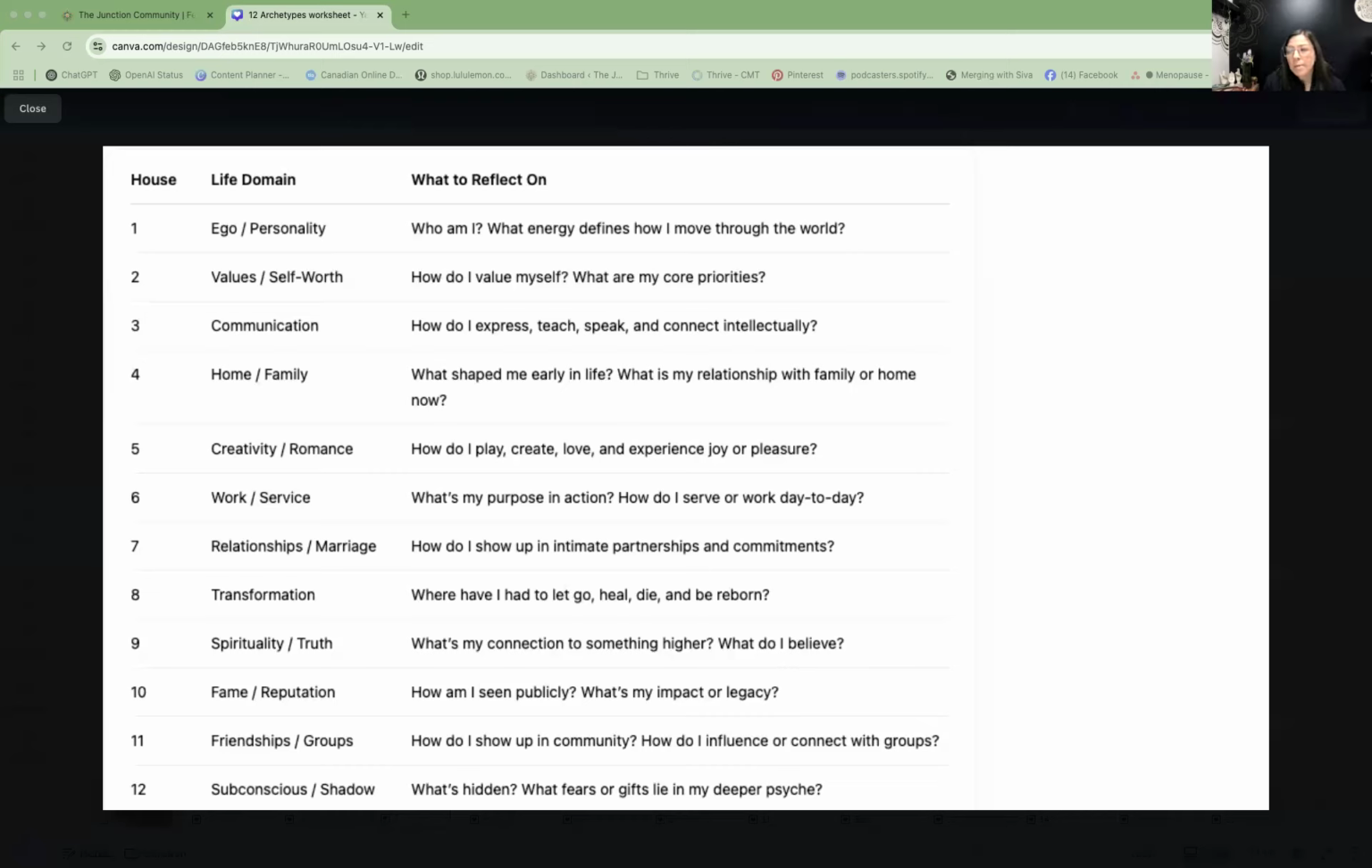Number 10, fame, reputation. How am I seen publicly? What's my impact or legacy? 11, friendships and groups. How do I show up in my community? How do I influence or connect with groups? And finally, number 12, subconscious/shadow. What is hidden? What fears or gifts lie in my deeper psyche?